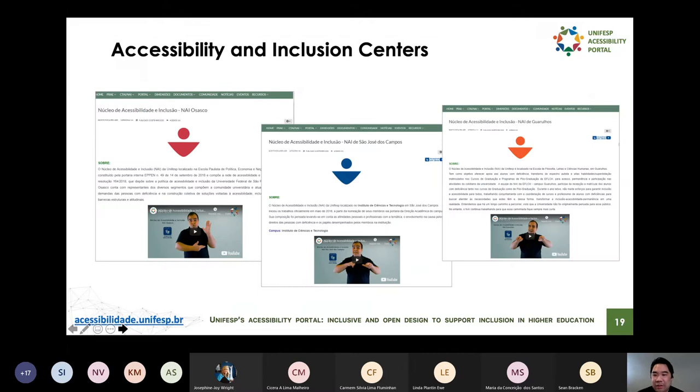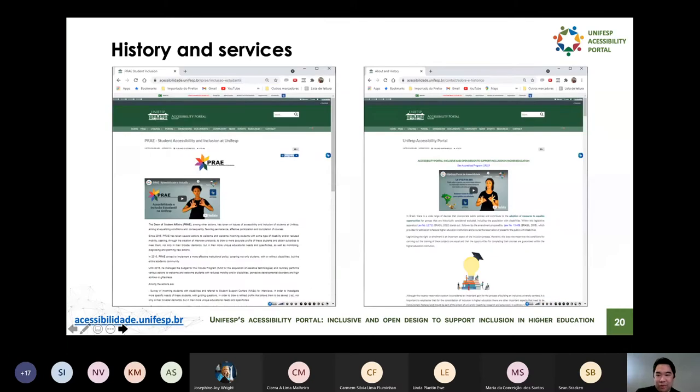In this slide, there are examples of the pages of the centers of accessibility and inclusion of each campus in the portal. So each campus has its own page to show, to tell about themselves, their actions, and to make all the actions more connected. We have also the institutional history on accessibility and the description of services that are offered by the pro-rectory of Students Affairs of UNIFESP.